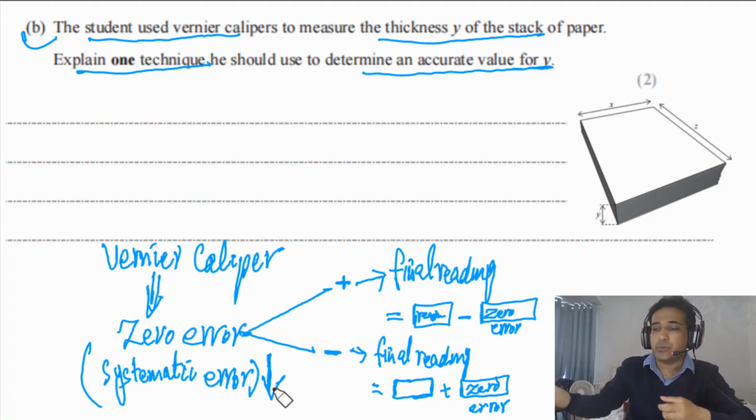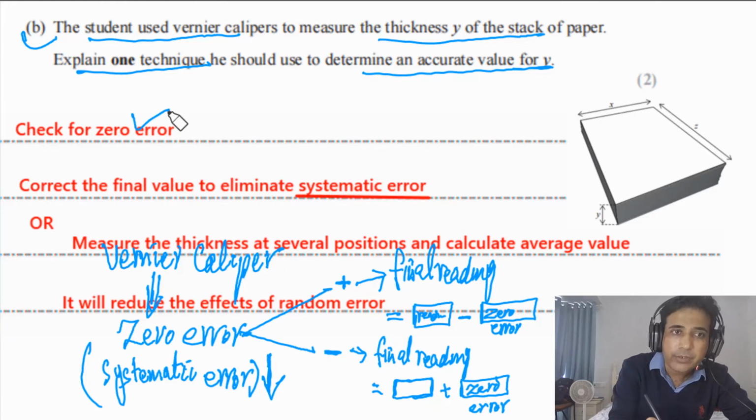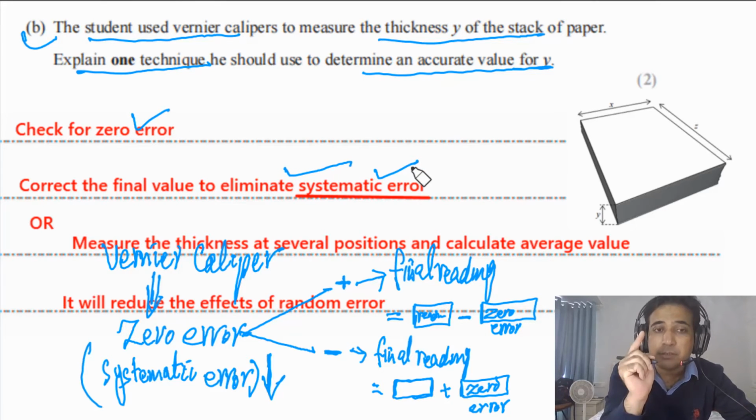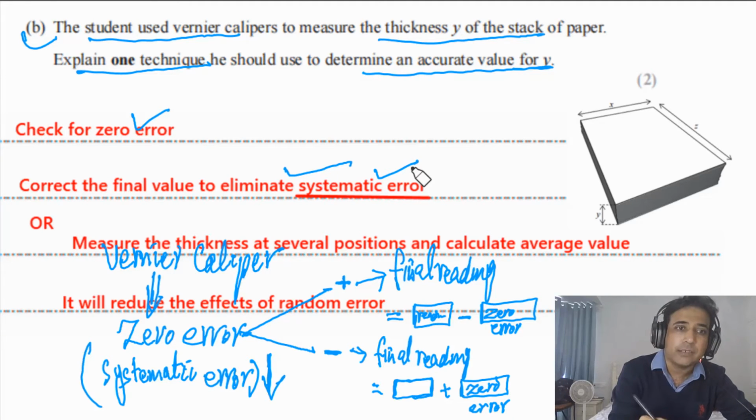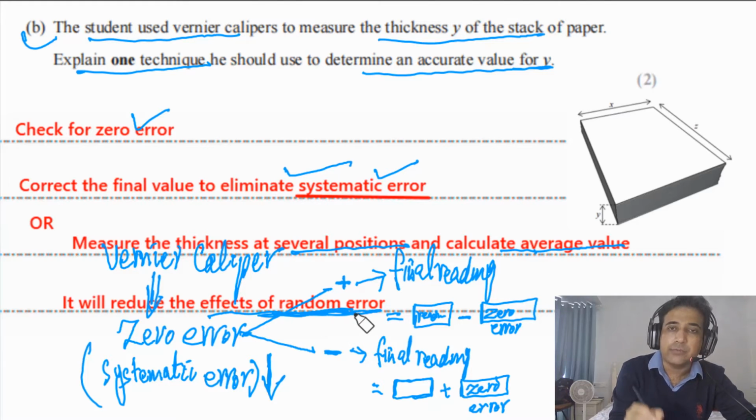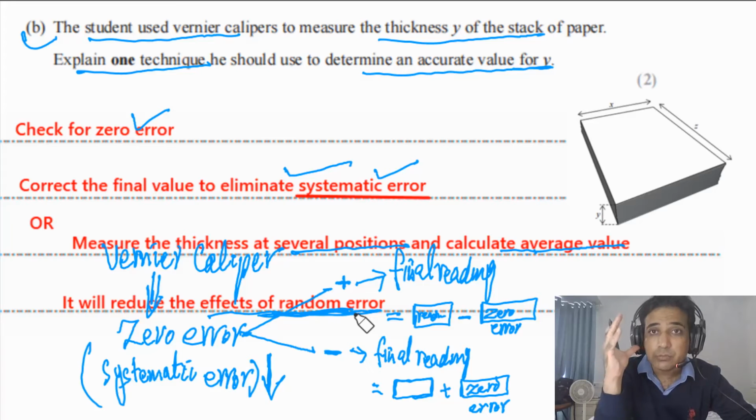These are the points you need to understand. We can simply say check for zero error, and with the help of this we can eliminate systematic error. In the answer you should write what kind of error it will minimize: systematic error. We can also say measure thickness at several positions and calculate the average value; it will reduce the effects of random error. Next time they can give you something a little different, maybe asking you to find the diameter of a ring, or of any solid object.